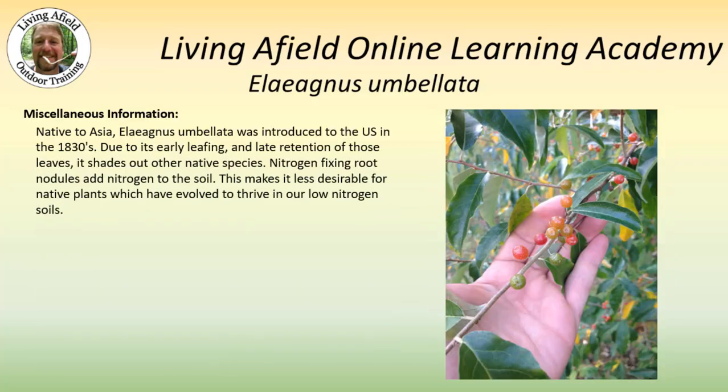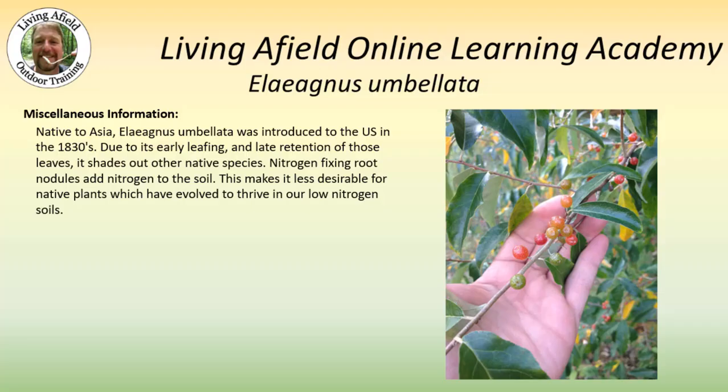The plant is native to Asia. Elaeagnus umbellata was introduced into the U.S. in the 1830s. It was done so as an ornamental. Unfortunately, due to the fact that its leaves appear so early in the spring and they stay so late into the fall, it tends to shade out other native species.